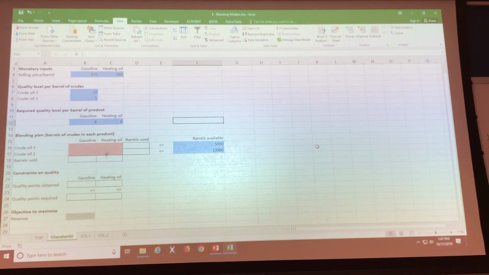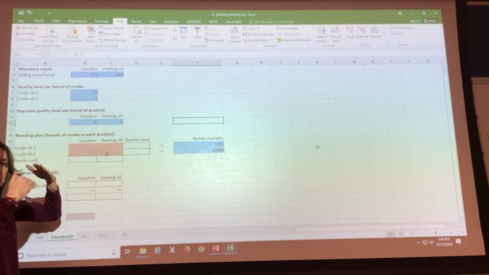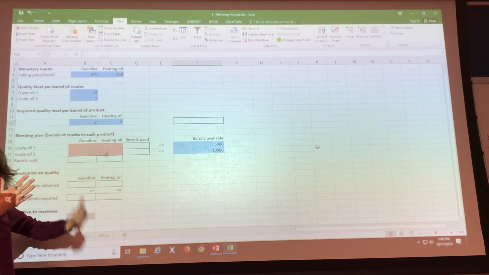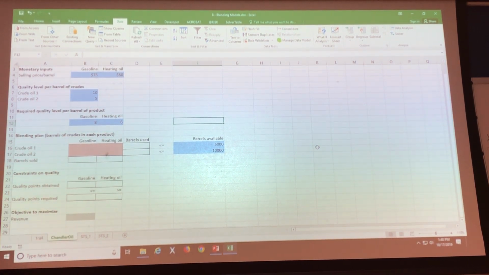So here is the information that you would see if you were looking at the book problem. You were trying to make gasoline and heating oil by combining crude oil 1 and crude oil 2, which have different levels of quality associated with them. You sell the gasoline and heating oil for $75 and $60 a barrel respectively. The quality level in crude 1 is 10 quality points per barrel, and the quality level of crude 2 is 5 quality points per barrel.